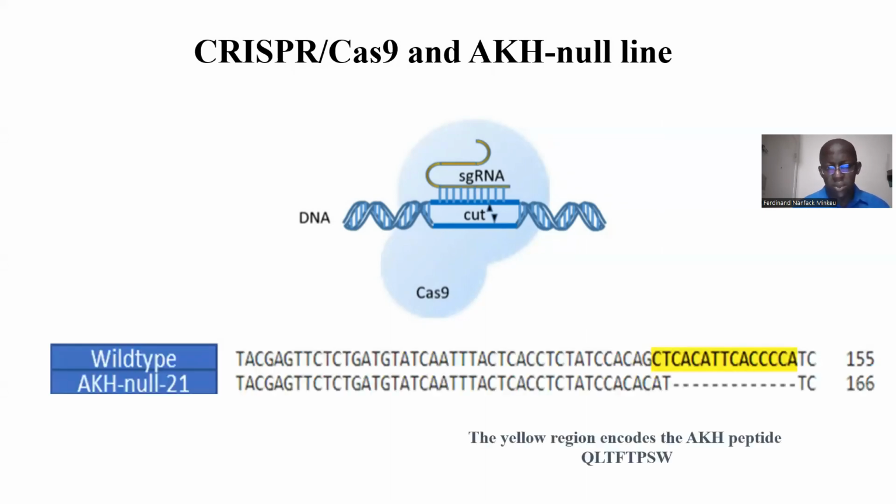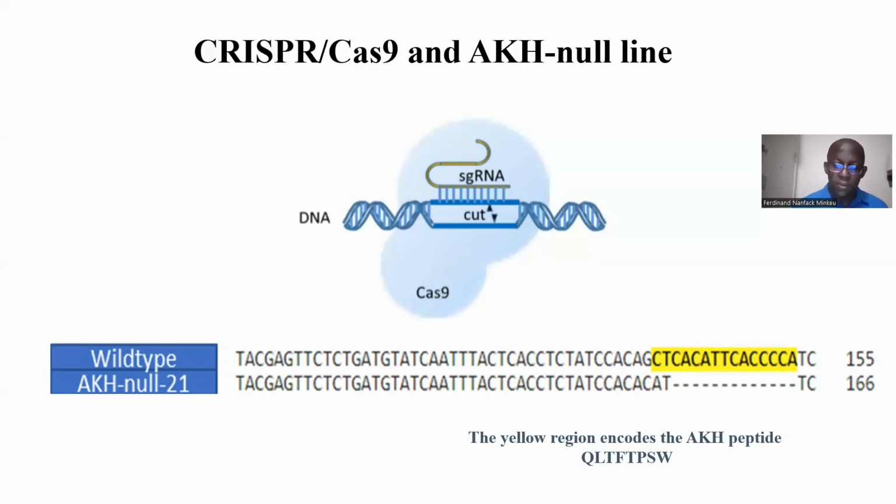As you can see the difference between the wild type and the mutant, the mutant has a deletion that is absent in the wild type mosquito. So in our lab, you have two main lines, the wild type line and the mutant line. We use both to better characterize the seminal fluid AKH.